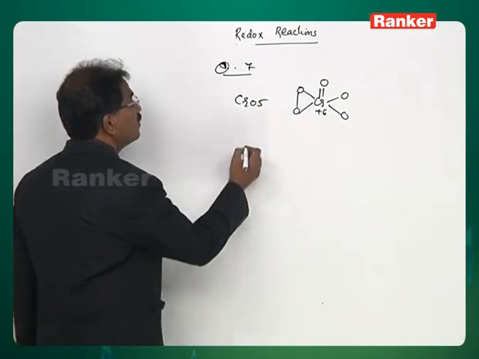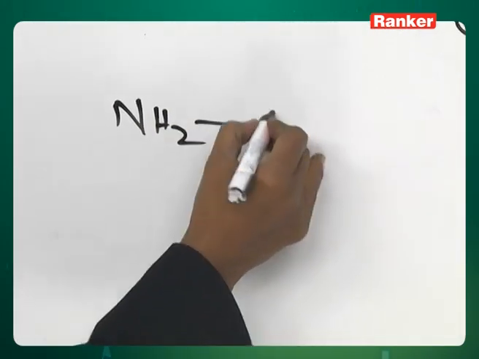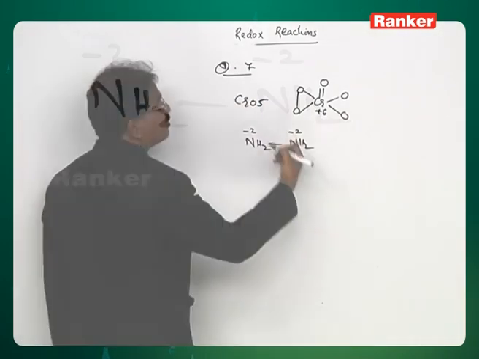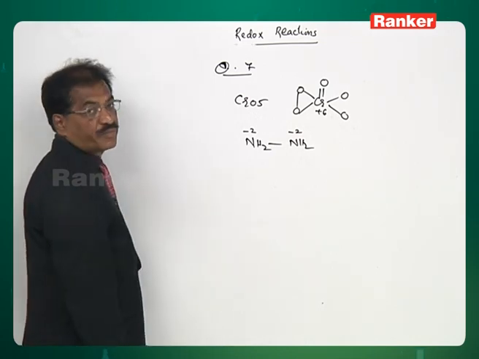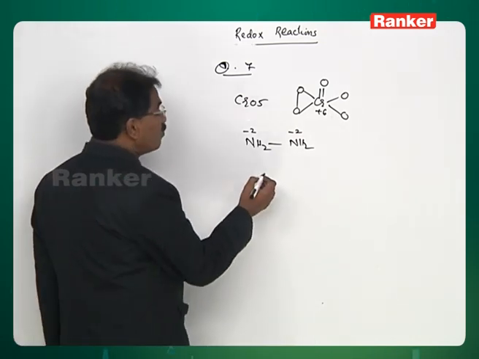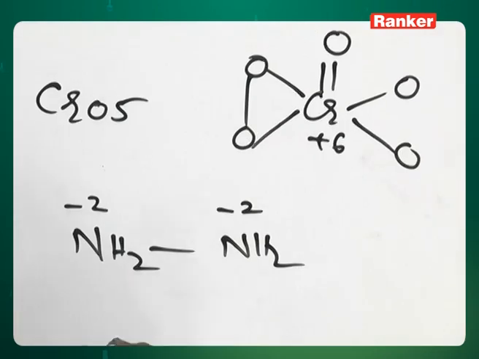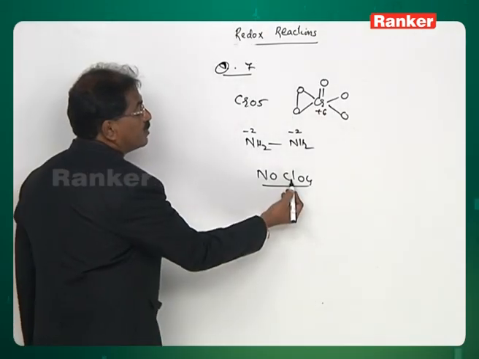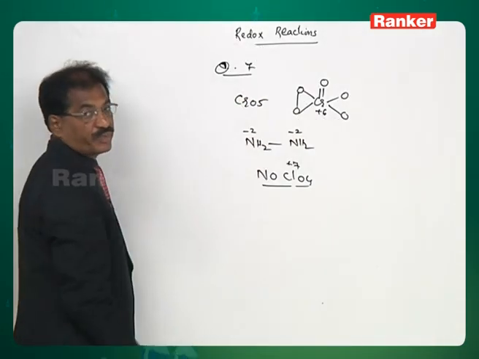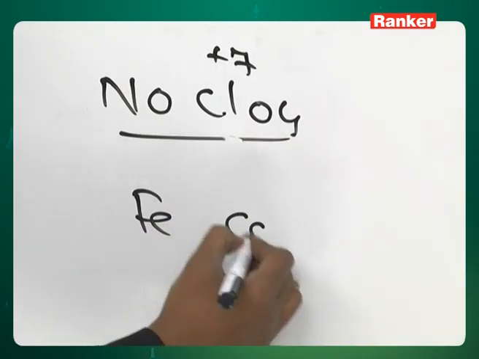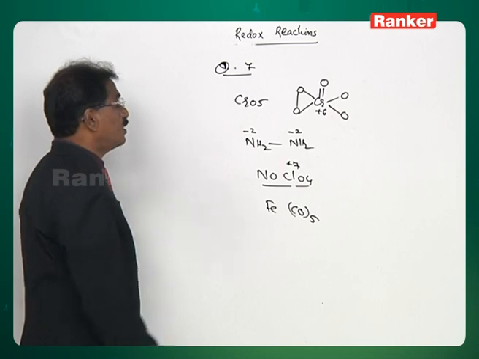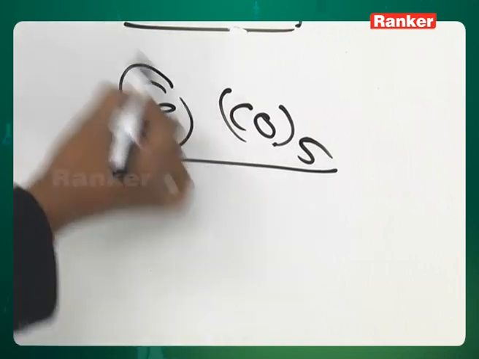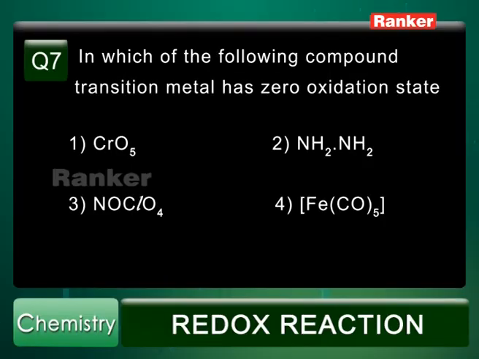In the second option, they have given NH2. Here this nitrogen exhibits the -2 oxidation state. Next, NOClO4. Here the Cl is in the +7 oxidation state. Next, the fourth option, Fe(CO)5. Iron is a transition element, and its oxidation state here is 0. Therefore, the answer is 4.